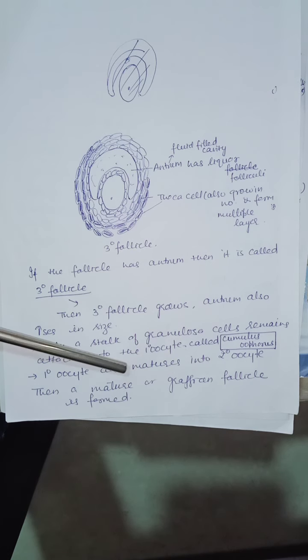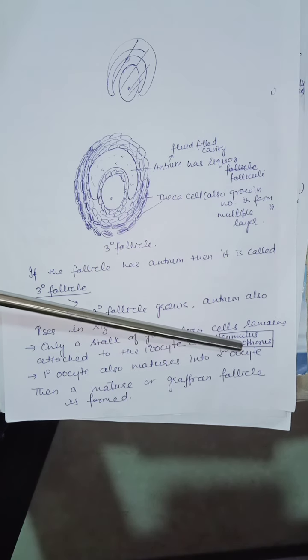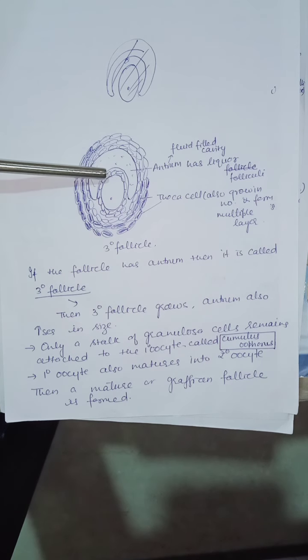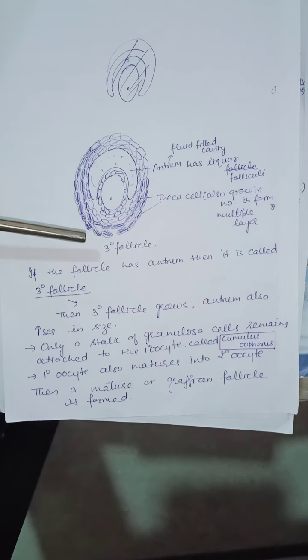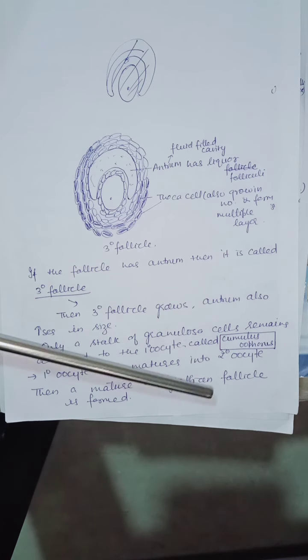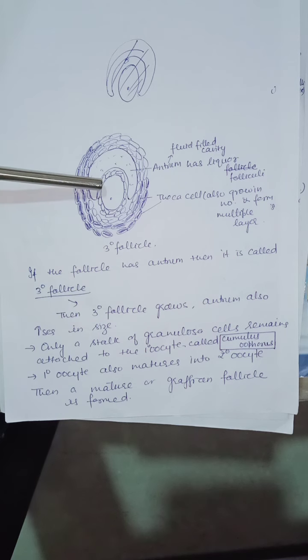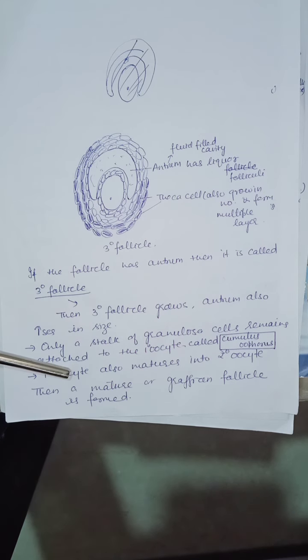The primary oocyte also matures into secondary oocyte. Now puberty is reached and the primary oocyte gets matured into secondary oocyte. When the secondary oocyte is formed, then this tertiary follicle is known as mature or Graafian follicle.